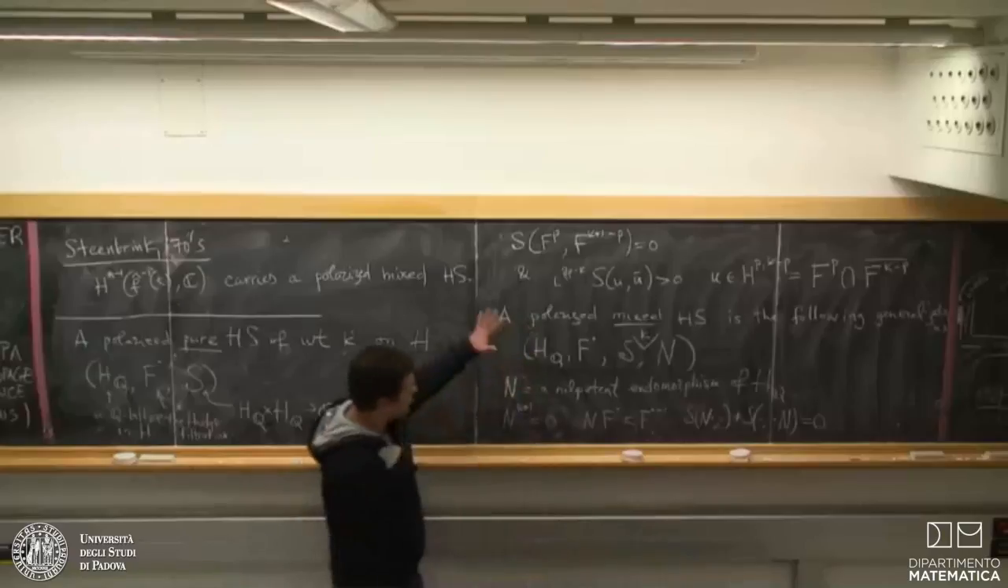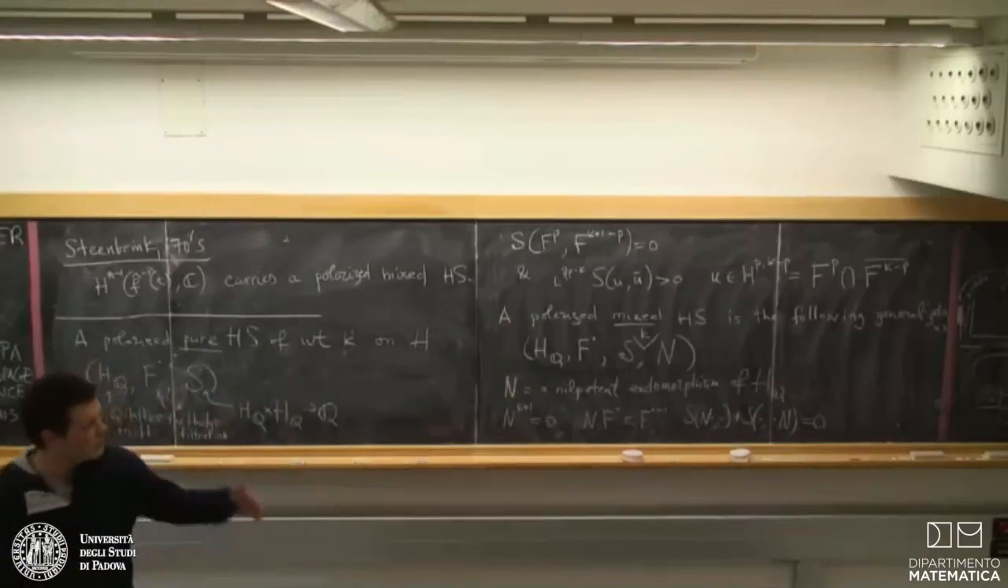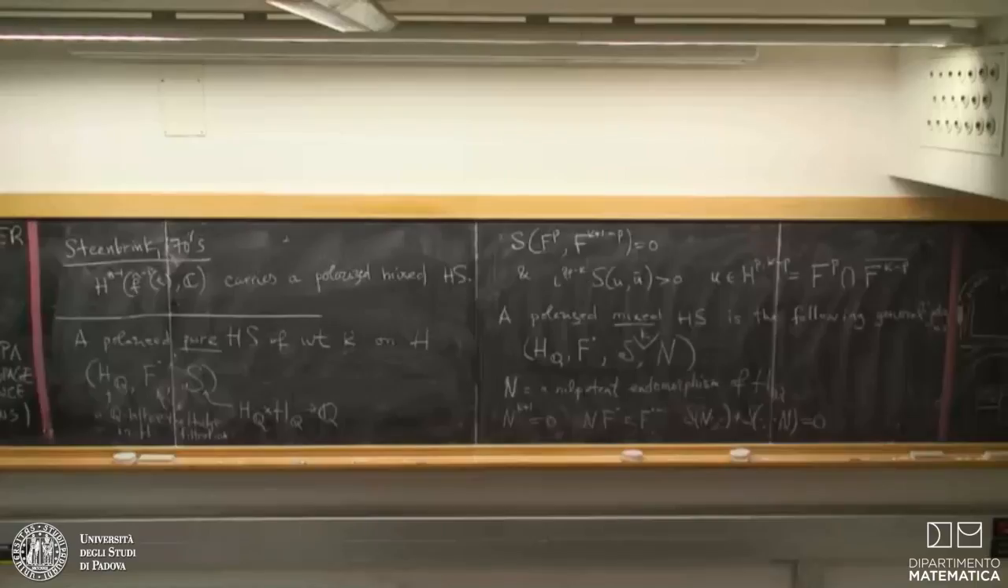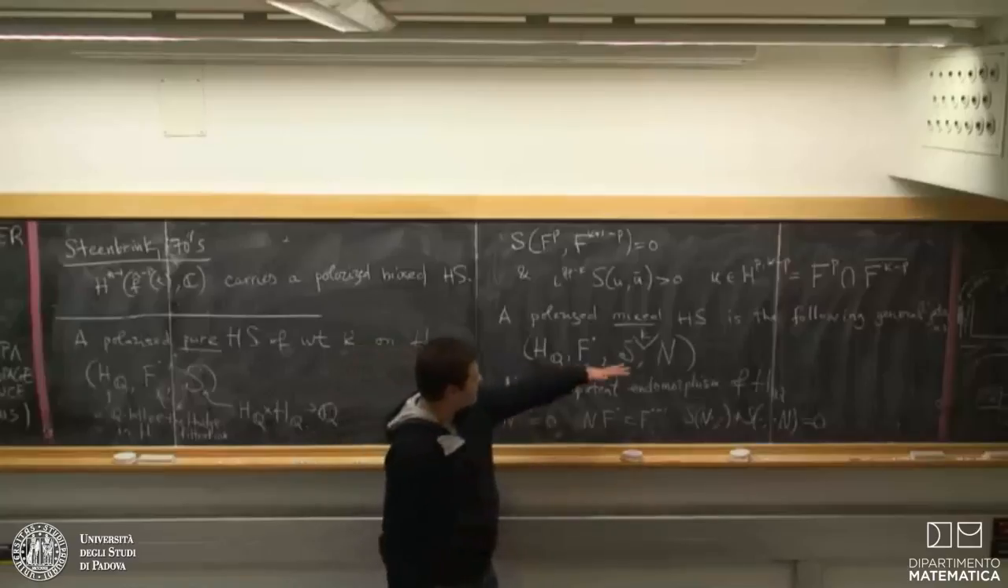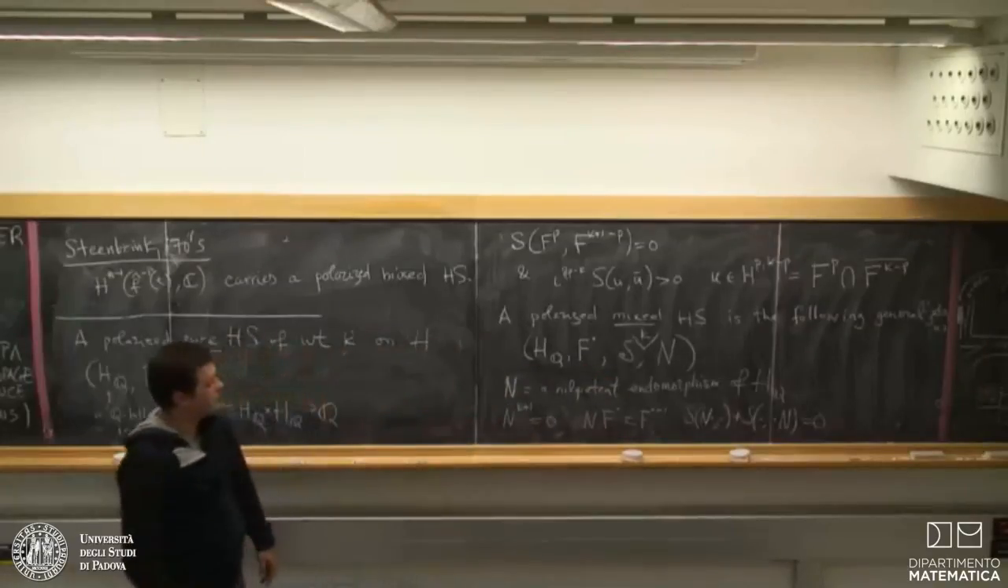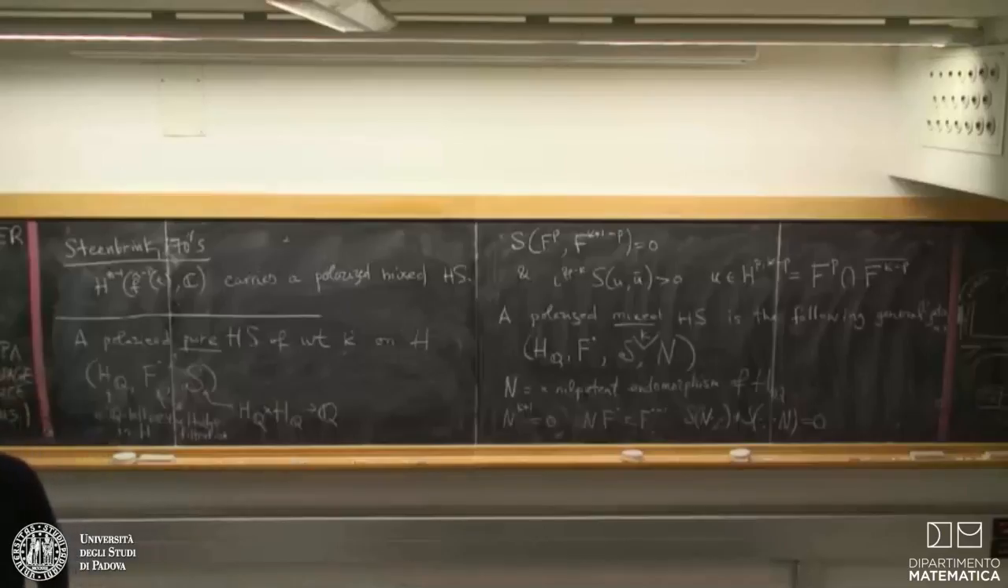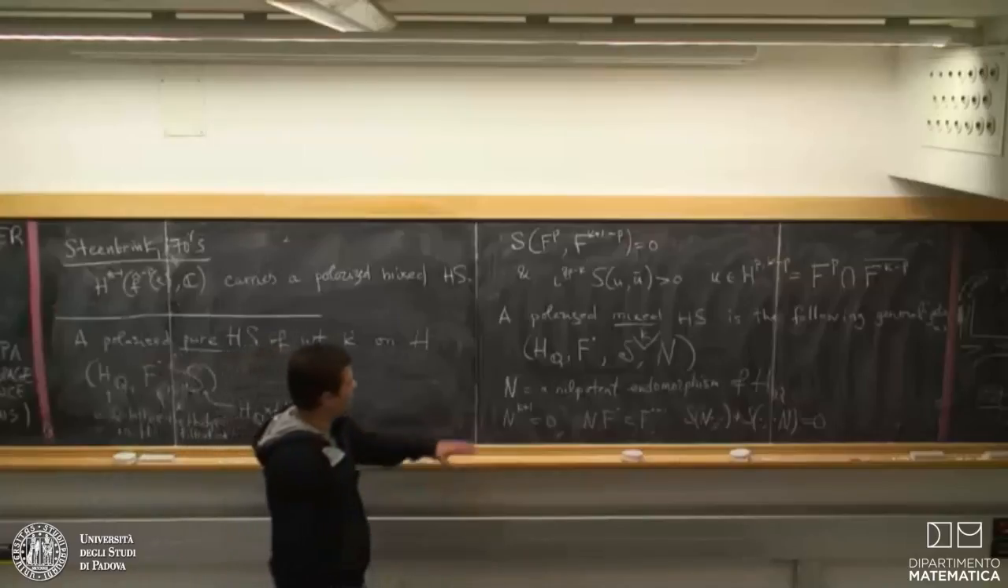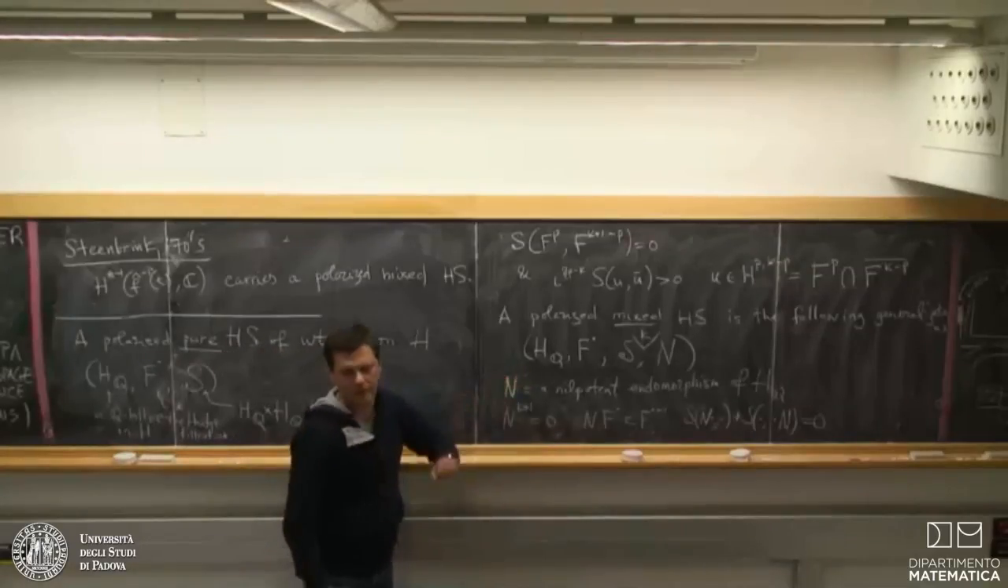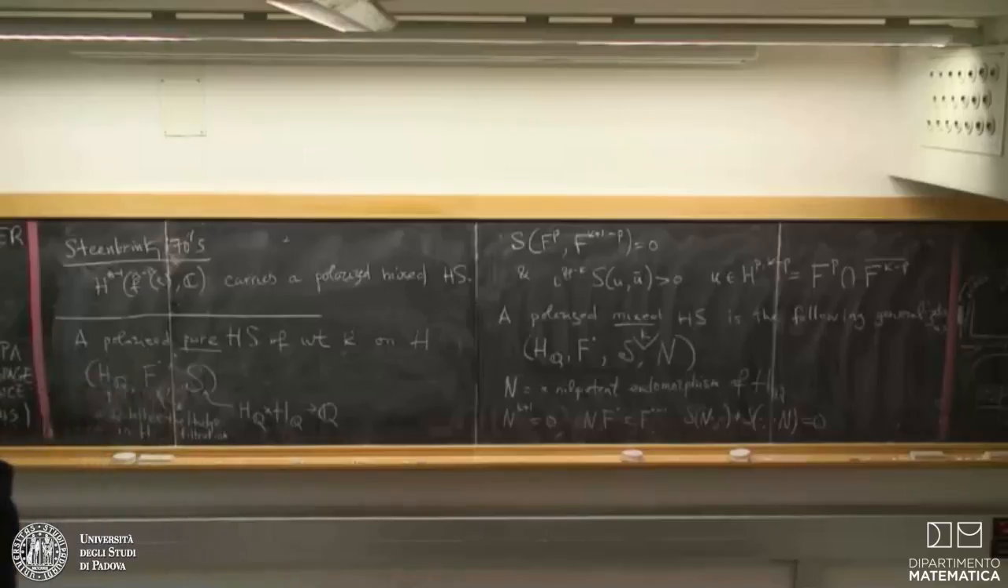So this is not a full definition. There is also a long list of properties that these things have to satisfy. And, well, there is no weight filtration in this definition, but the list of properties involves a weight filtration. You construct it from this endomorphism. Any nilpotent endomorphism of a vector space gives rise to a canonical filtration of the vector space.